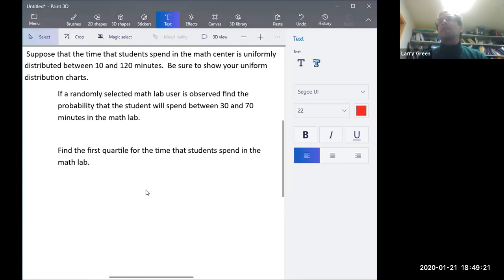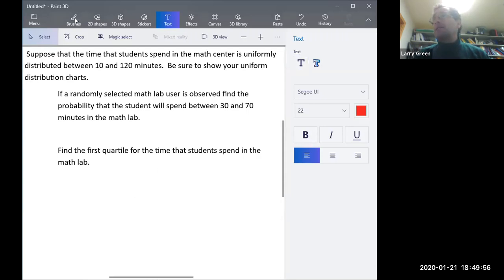Okay, so here's the question. Suppose that the time that students spend in the Math Center is uniformly distributed between 10 and 120 minutes. And then it says, be sure to show your uniform distribution charts. Okay, and then the first part is if a randomly selected math lab user is observed, find the probability the student will spend between 30 and 70 minutes in the lab. Any questions on the question before I get into it?